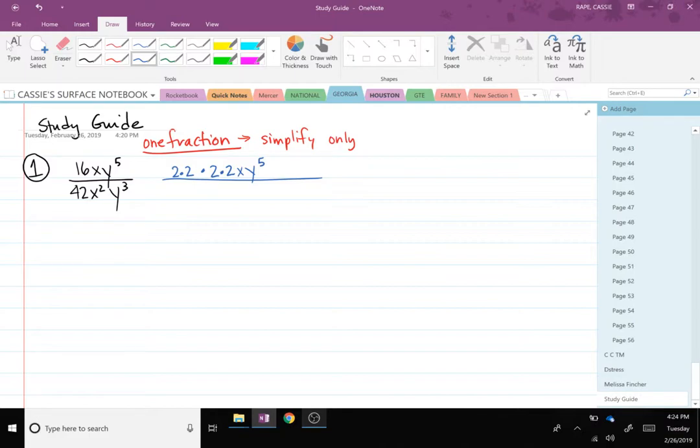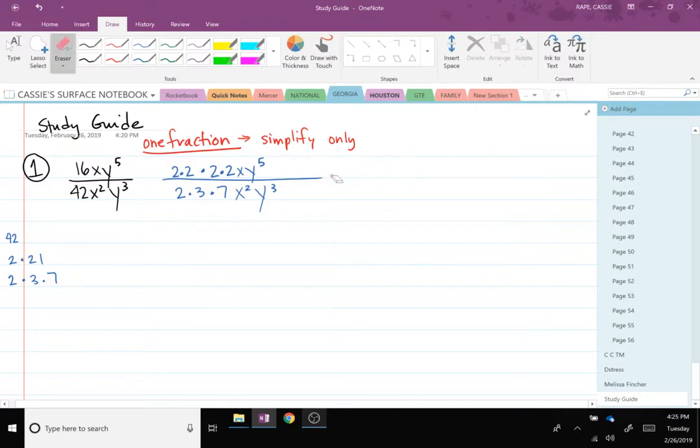I'm just going to go over here. 42 is the same as 2 times 21, and 21 is 3 times 7. Now those are all prime. So 42 is 2 times 3 times 7. Then I've got x squared y cubed.